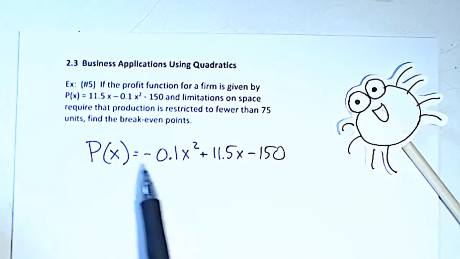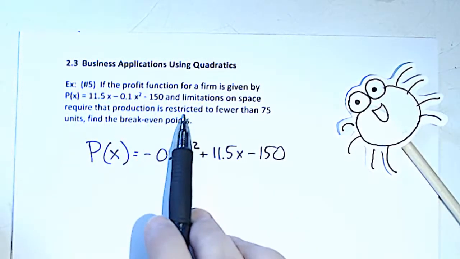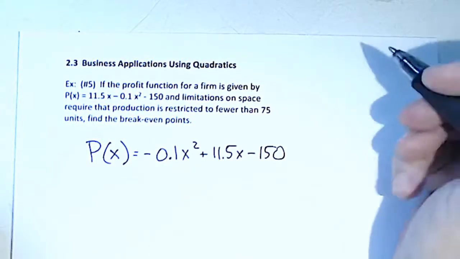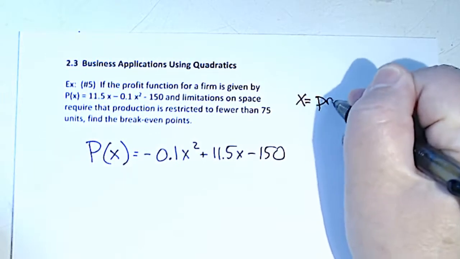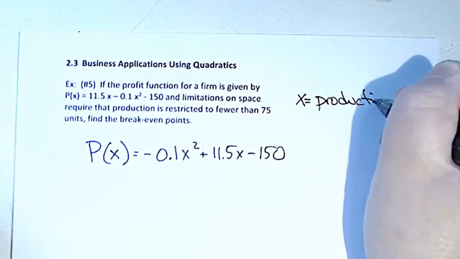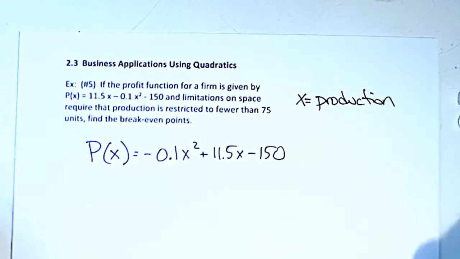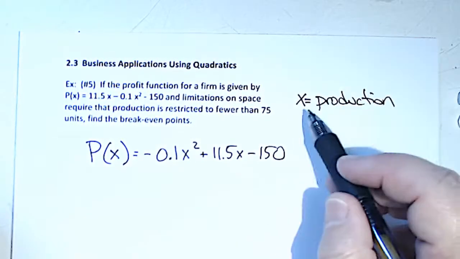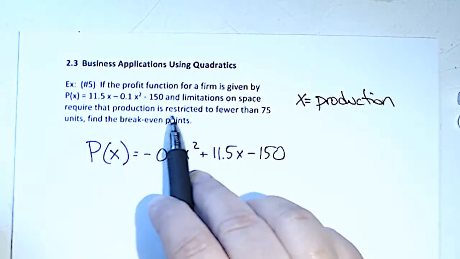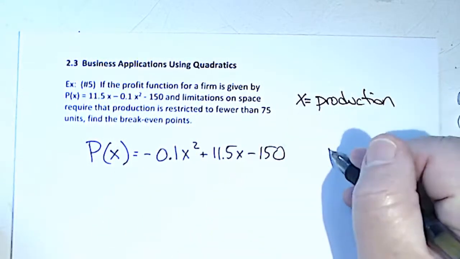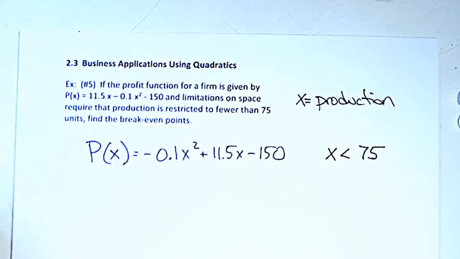It says we've got a profit function. It says limitations on space require that production is restricted to fewer than 75 units. Remember that X is the production. Y is the profit. Why? Because we love you. So X is the production. It's the number of units of production. So what this is telling us right here, the production is restricted to fewer than 75, means that X has to be strictly smaller than 75.